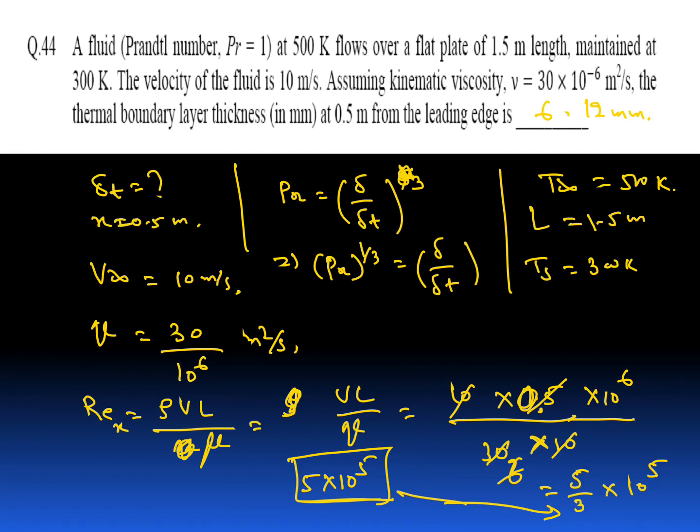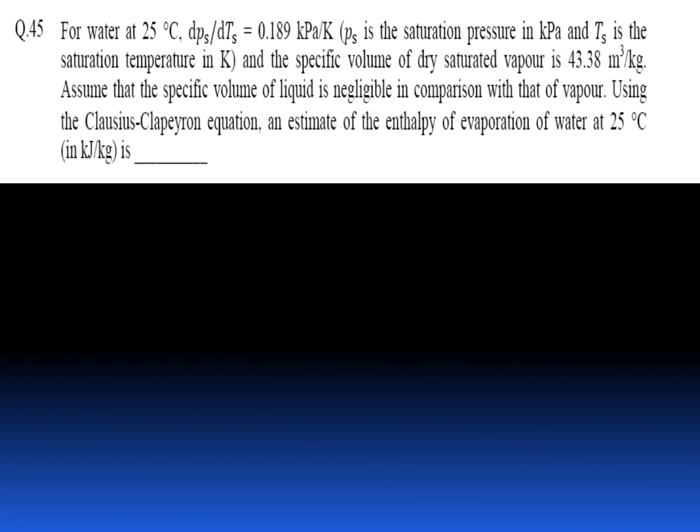Question: for water at 25 degrees Celsius, dPs by dTs equal to 0.189 kilopascal per Kelvin. Ps is the saturation pressure in kPa and Ts is the saturation temperature in Kelvin, and the specific volume of dry saturated vapor is 43.38 meter cube per kg. Assume that the specific volume of liquid is negligible in comparison with that of vapor. Using the Clausius-Clapeyron equation, an estimate of enthalpy of evaporation of water at 25 degrees Celsius in kilojoule per kg we have to calculate. So Clausius-Clapeyron equation we will write first.